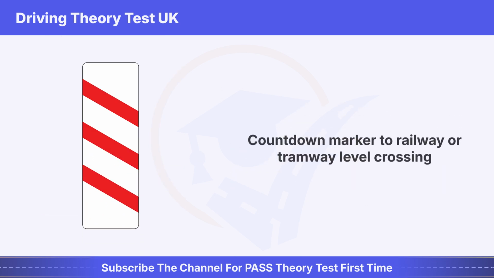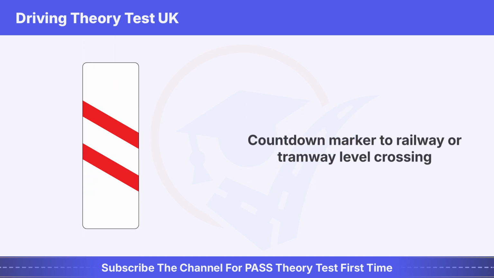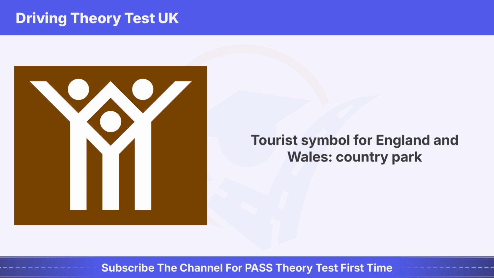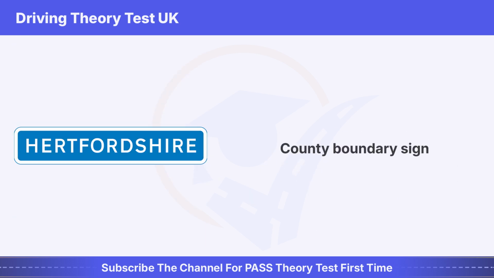Countdown marker to railway or tramway level crossing. Countdown marker to railway or tramway level crossing. Countdown marker to railway or tramway level crossing. Tourist symbol for England and Wales. Country park. County boundary sign.